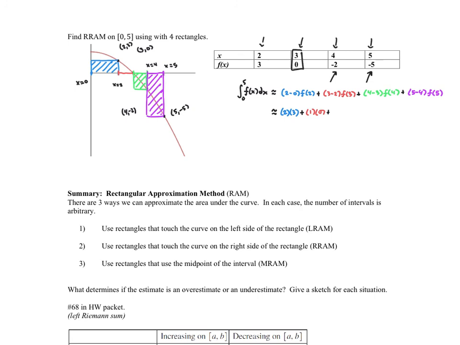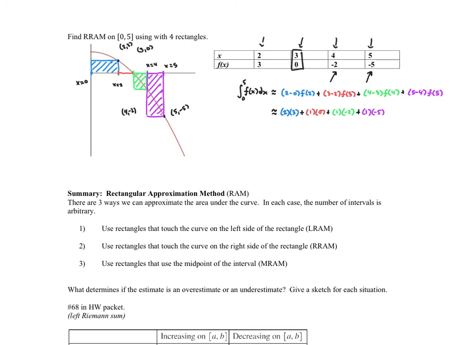Okay, again, you might be asking, why is he writing all that out? Because you should get used to it. It's the technical setup for this approximation method. F of 4 is -2. And then the final rectangle, base of 1, output of f of 5 is -5.